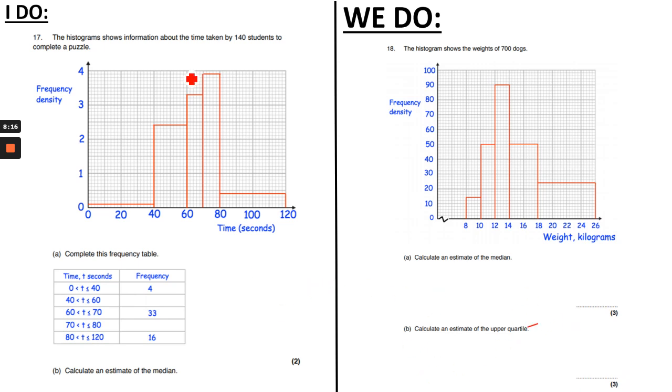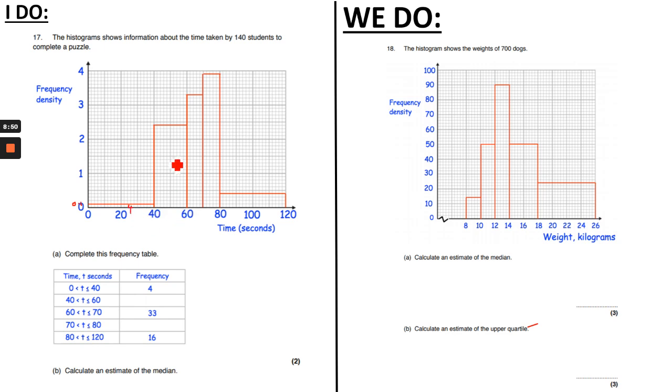So the histogram shows information about the time taken by 140 students to complete a puzzle. So we need to make sure we've got the frequency table filled out. Okay, so we've got 0 to 40, and that has given us a value of 4. So 40 multiplied by 0.1 is going to give us 4. So I know that that value there must be 0.1. So I know that all of these squares are going up in 0.1s. So that has got a frequency of 4.